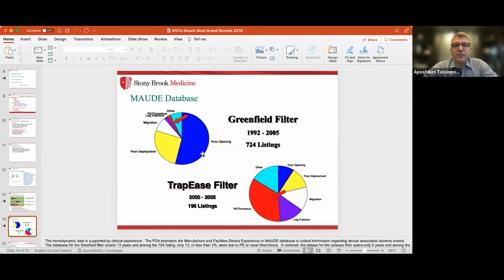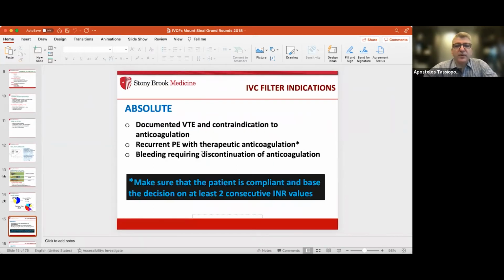And we know that because, looking at the MODE database, thrombosis of the inferior vena cava with the Greenfield filter is significantly less compared to that reported with the trapeze filter. So when to put in an IVC filter? There are absolute indications, relative indications, and prophylactic indications, and we'll go through those little by little.